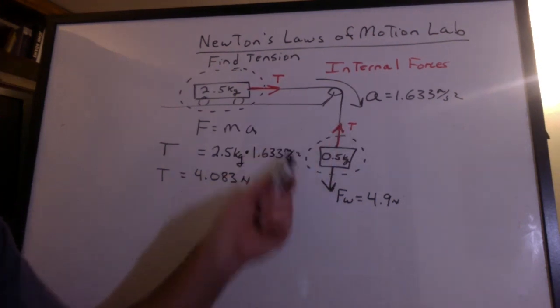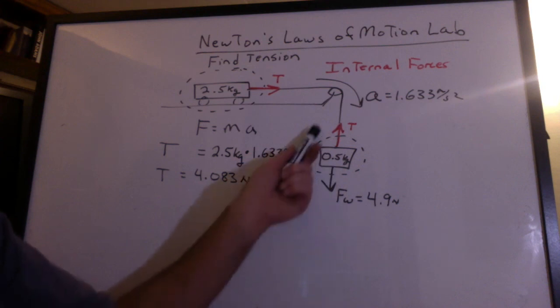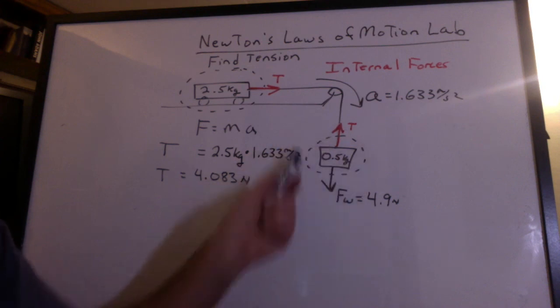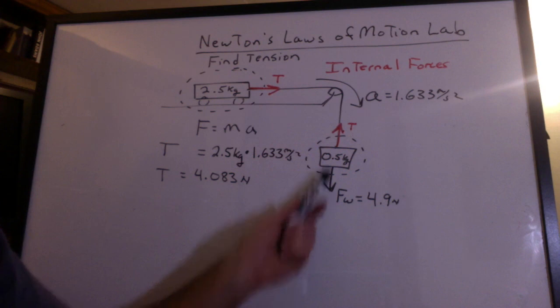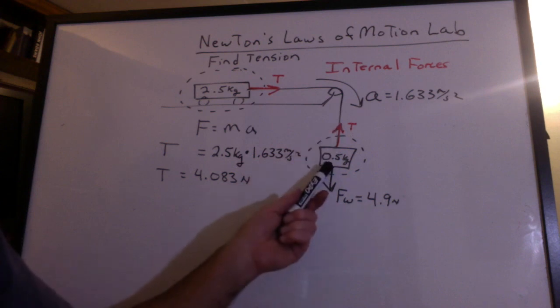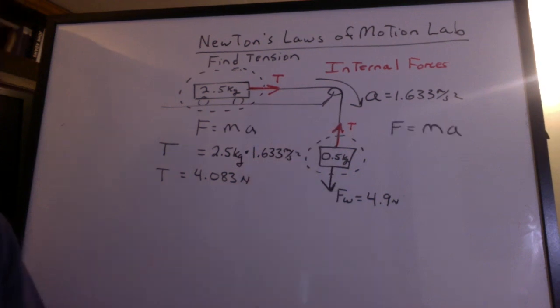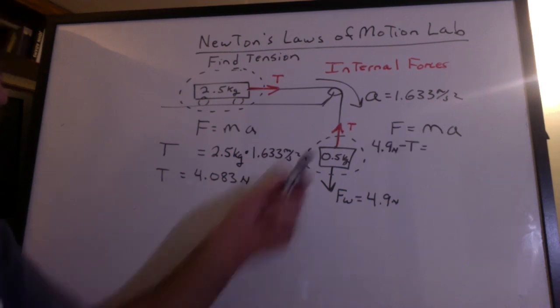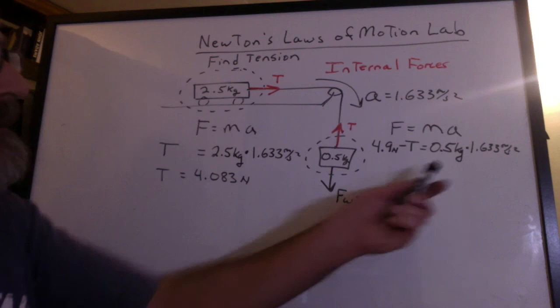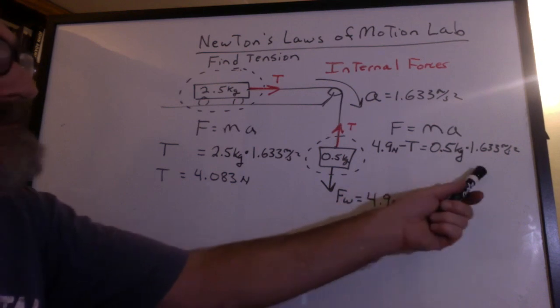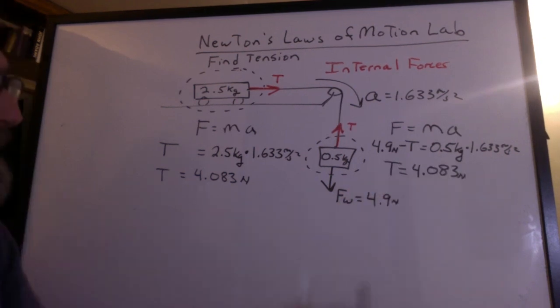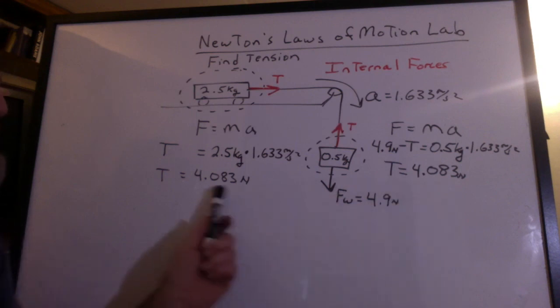Could we have also used this object as my system to calculate the tension? By isolating this part, I can now say I have two external forces acting on this mass. Start with F equals ma. The force forward minus the force backwards equals the mass times the acceleration. I get 4.083 newtons. Hey, I'm getting the same thing.